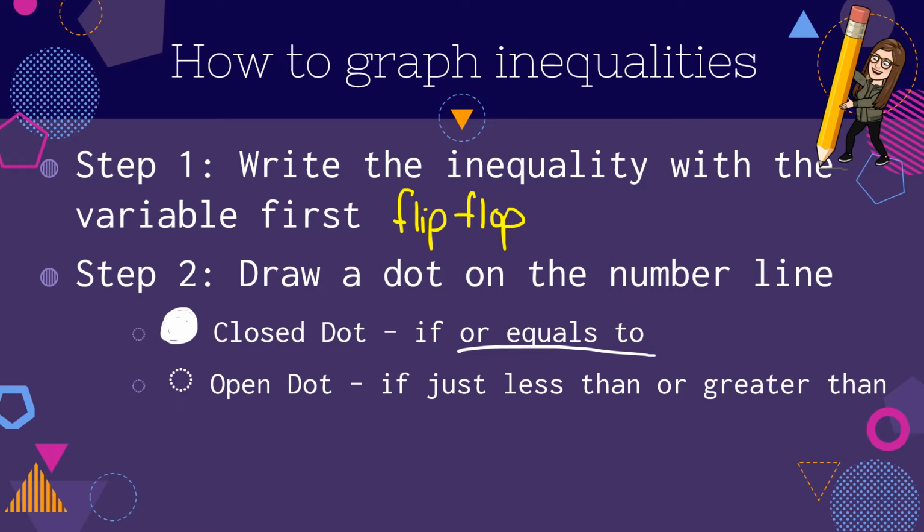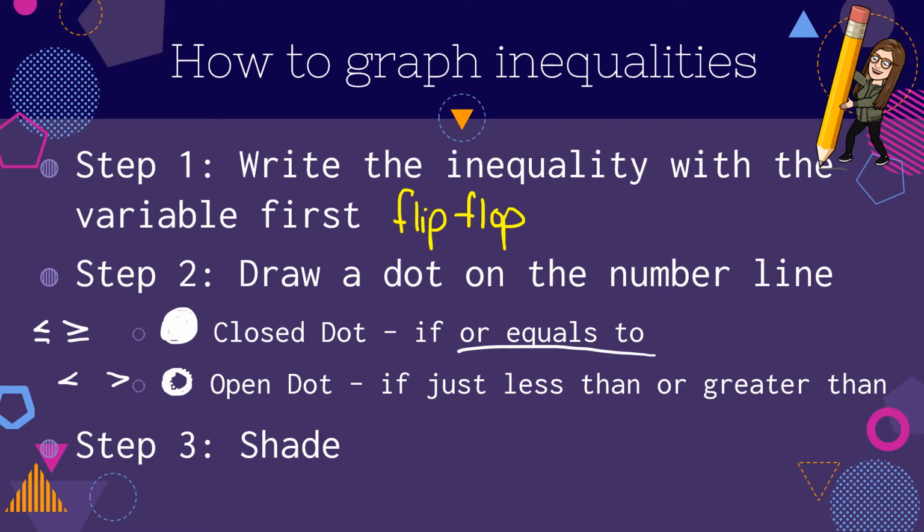If it is just less than or greater than, then we want an open dot. No shading, obviously not colored in the middle. If it's helpful, maybe put symbols by these, right? So if it's less than or equal to, greater than or equal to, I want shaded. If it's just less than or just greater than, I want open.